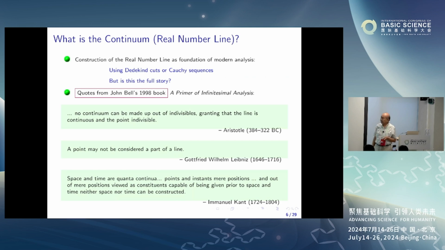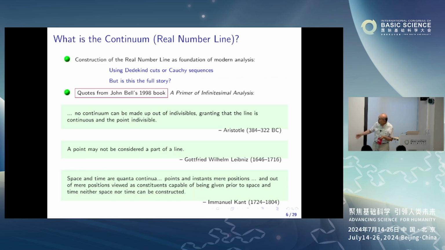A few years ago, I was very struck by a sequence of quotes from John Bell, his book A Primer of Infinitesimal Analysis. So he quotes from Aristotle, Leibniz, Kant, all philosophers, because philosophers were trying to understand the concept of the continuum, the continuous space, versus atomic or point space, right? And there's a lot of debate. The atomic view didn't win until much, much later. But the continuum is still there.